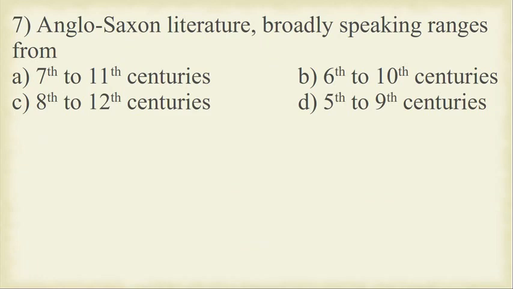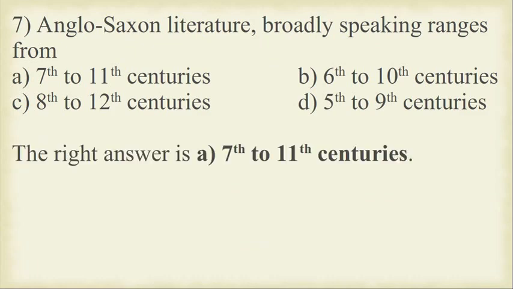Question number 7. Anglo-Saxon literature, broadly speaking, ranges from option A 7th to 11th centuries, option B 6th to 10th centuries, option C 8th to 12th centuries, option D 5th to 9th centuries. The right answer is A, 7th to 11th centuries.